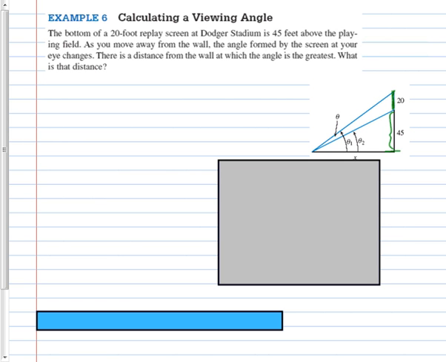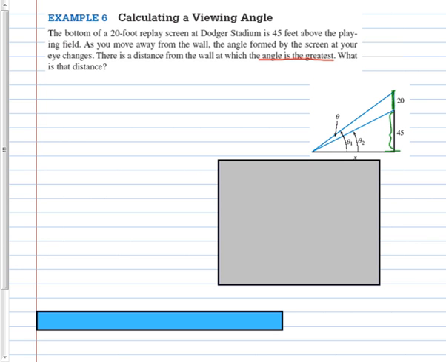So you need to know the height of the screen. You need to know how high the screen is off the floor. Now, the only problem with the auditorium is that the floor slants, so it would mess it up a little. There is a distance from the wall where the angle is greatest. The picture's going to look the biggest. They want to know what that distance is, how far away from the wall.